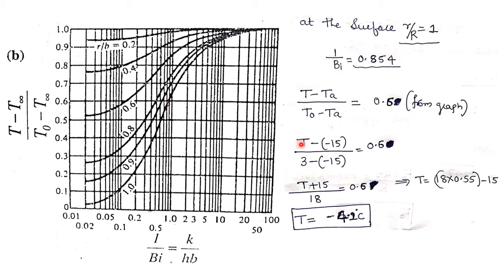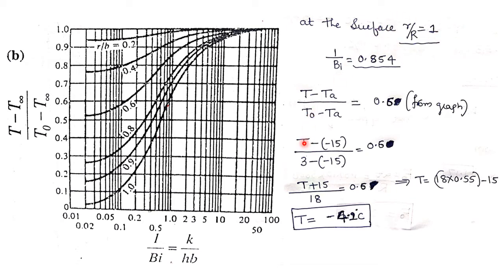So this is the surface temperature. Same formula here, only the notations are different. T minus Ta divided by Ti minus Ta in the previous formula, so this Ti is replaced by T naught here. See here in the graph also they have given T naught. So T naught indicates the centerline temperature. Here I have to substitute the centerline temperature when calculating the surface temperature.